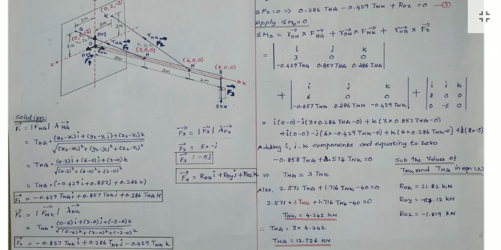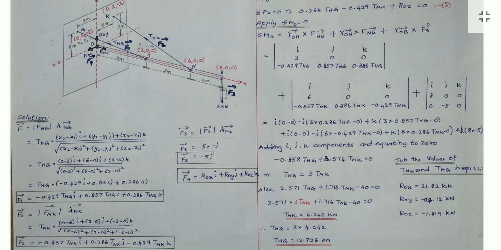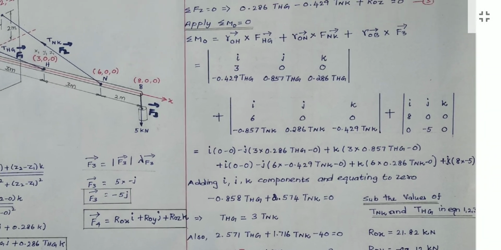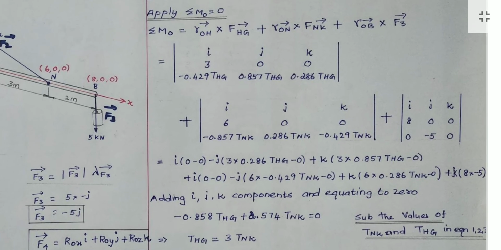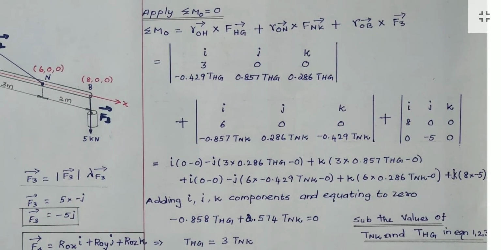Then the last is the ROB vector. ROB vector means O to B, so 8, 0, 0. F3 vector is already given, and only one value is there: j component only, minus 5. No other components. That's all. So then what we have to do is find the determinant value. How to find the determinant?